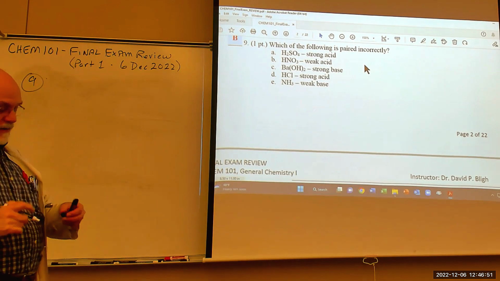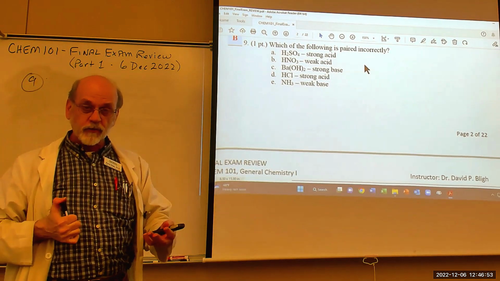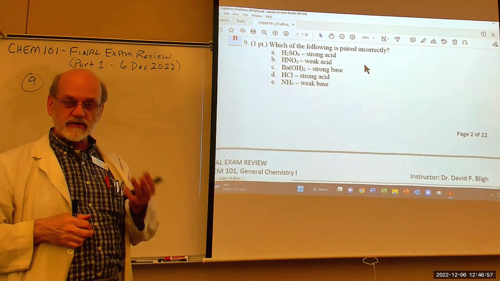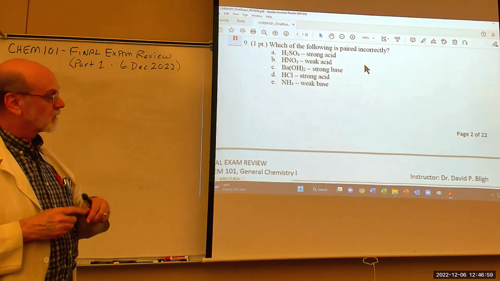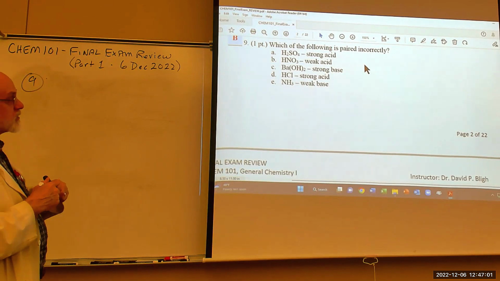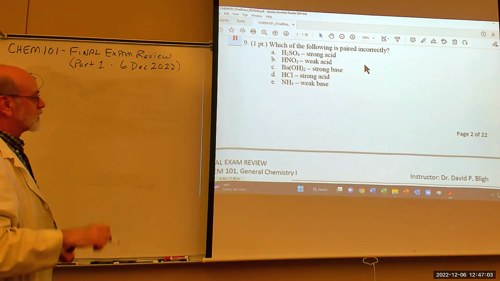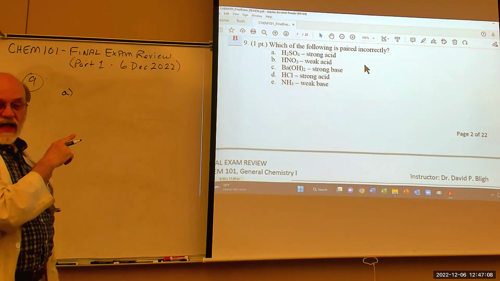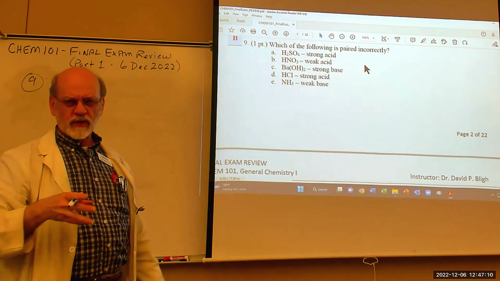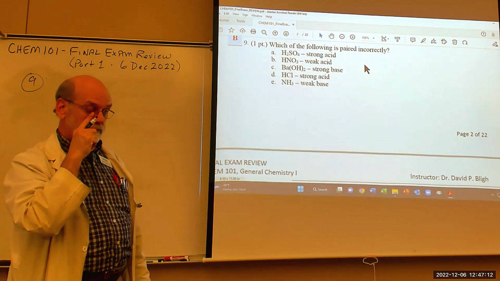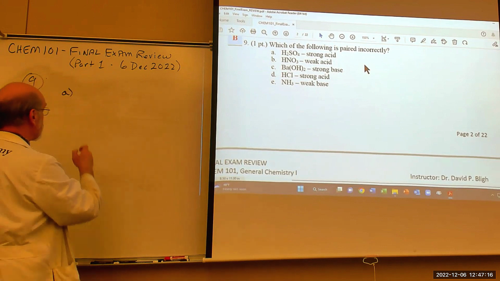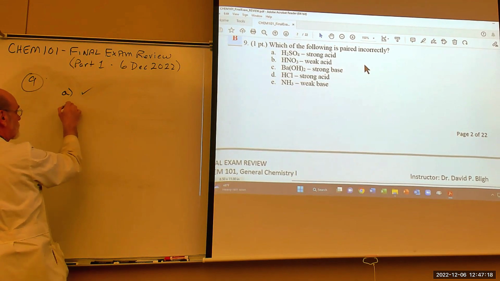Right. So we've got a pairing of chemical formula and whether or not it is a strong acid, strong base, weak base. Those are your choices. So which one of these is not paired correctly? Is A correct? Strong acid, H2SO4. What is H2SO4? That's sulfuric acid. Yes, that one's paired correctly.